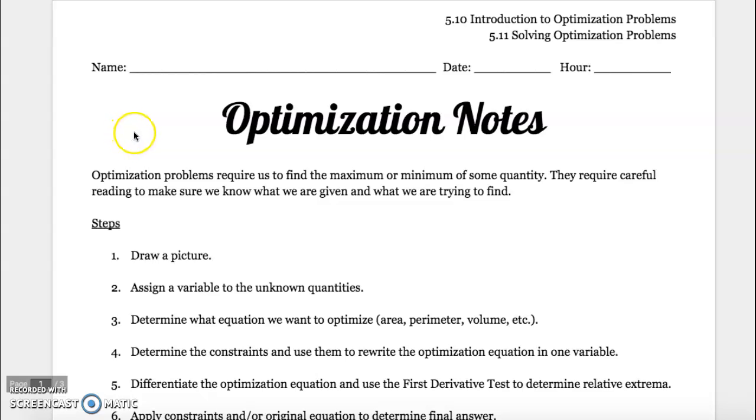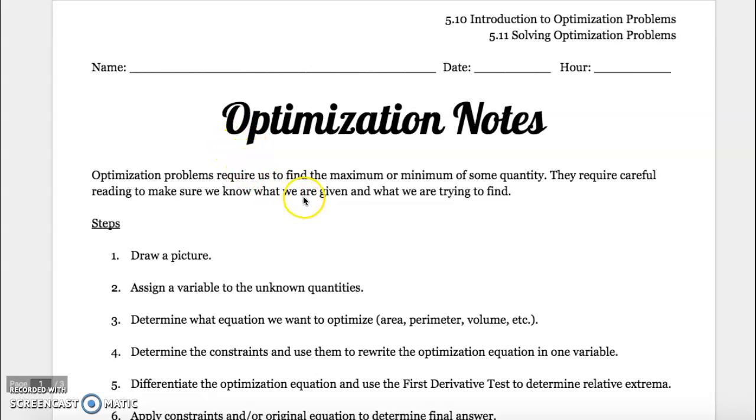Today we're going to go over optimization. Optimization is the idea of maximizing or minimizing a quantity. Since we have done some work with first derivatives already, we know that your first derivative is used to find local maxima and minima. And if you are also given a particular interval to look on, you can find the absolute maxima and minima. So optimization takes that skill with first derivatives and applies it to actual contextual situations.